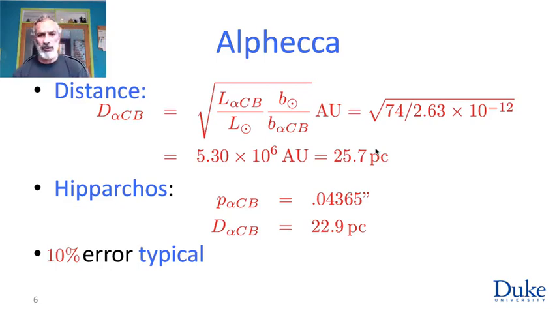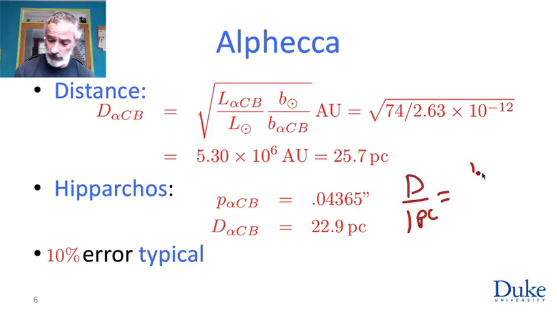Now at that range, we do have parallax measurements. And so I can look up the Hipparcos database, read off the parallax angle of Alphakka. And of course, I remember that the distance in units of parsecs is just 1 arc second divided by the parallax angle. Plugging that in, I know that we have measured an actual distance to Alphakka of 22.9 parsecs. We have an error of on the order of 10%. This is typical of spectroscopic parallax estimates.